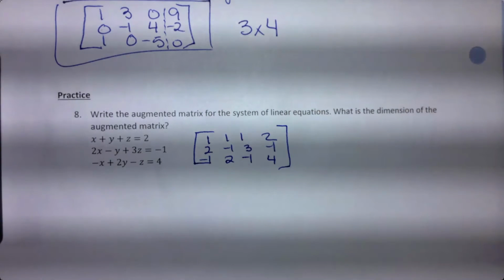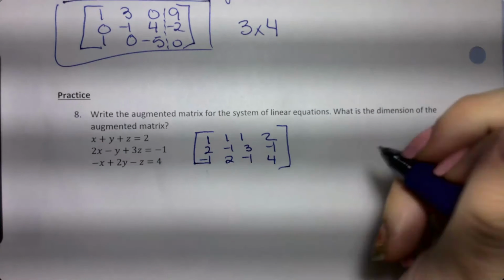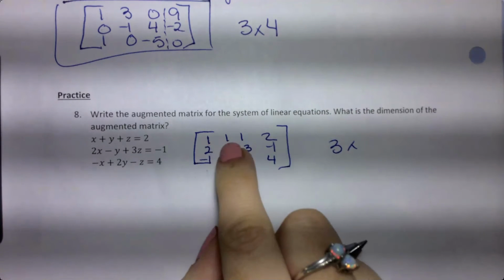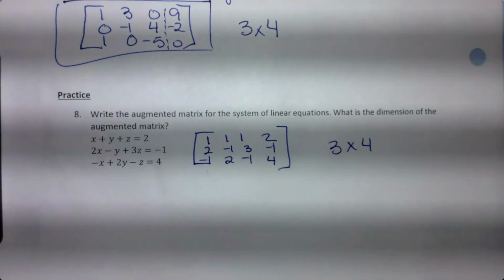So now that I have my matrix, I just need to give the size. I have 1, 2, 3 rows, and I have 1, 2, 3, 4 columns. And I am done with number 8.